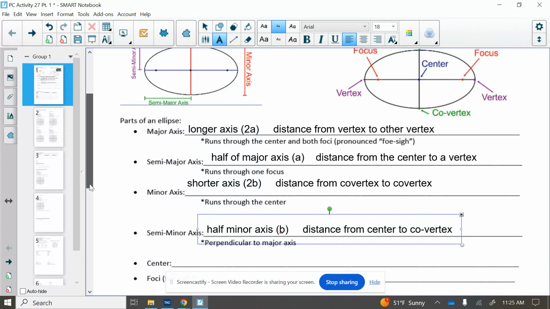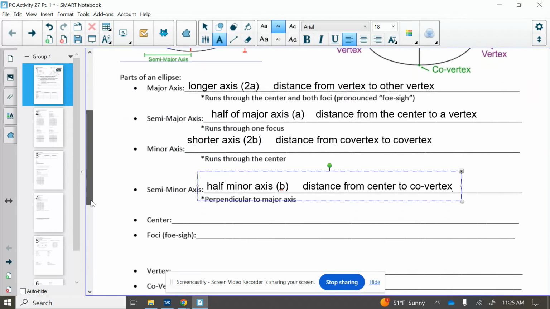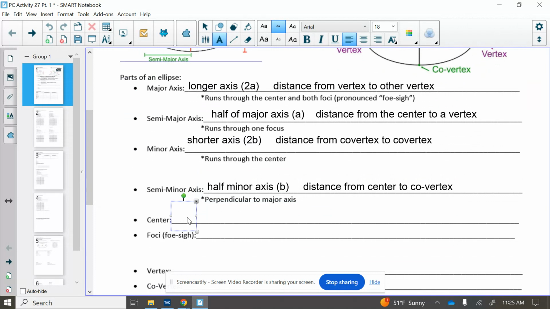Now the center of the ellipse is going to be directly in the middle, and we see that this is represented with H comma K, like the center of a circle has been used in the past. This is always going to be the midpoint of your vertices or the co-vertices, if that's what's given, or the foci. That's always the midpoint in between there.